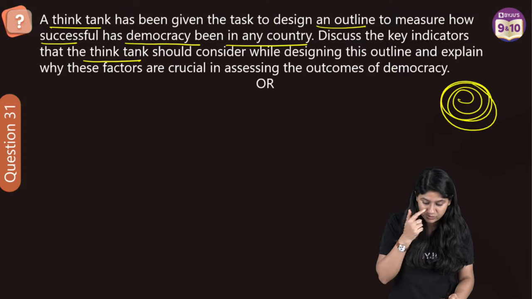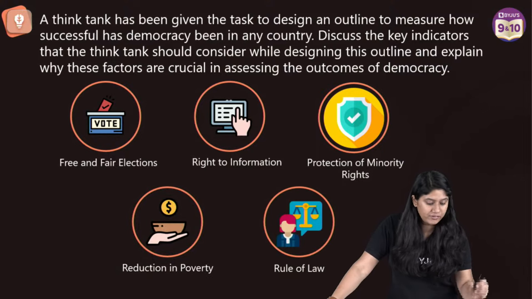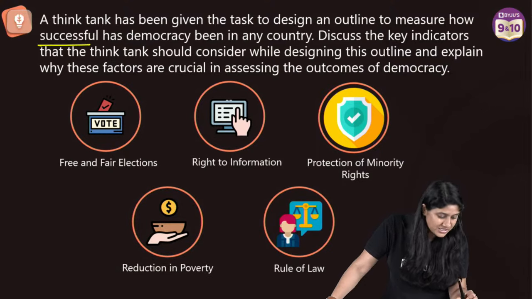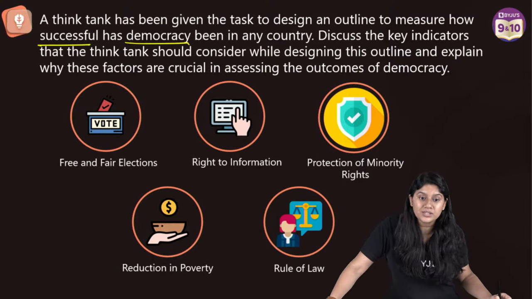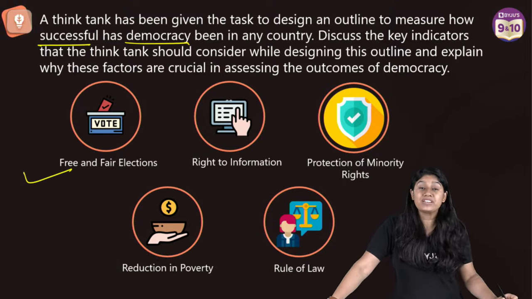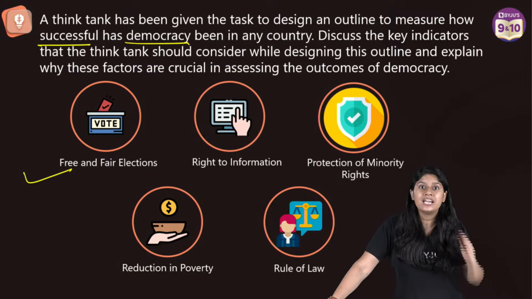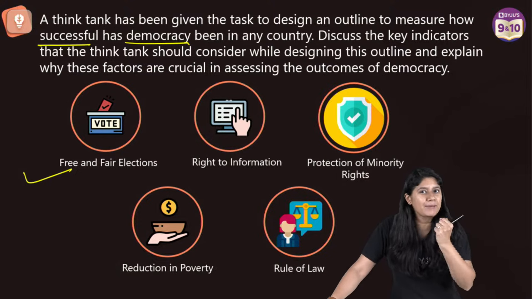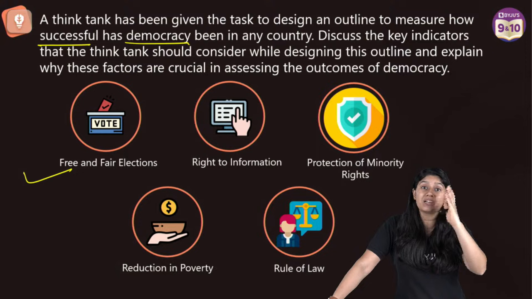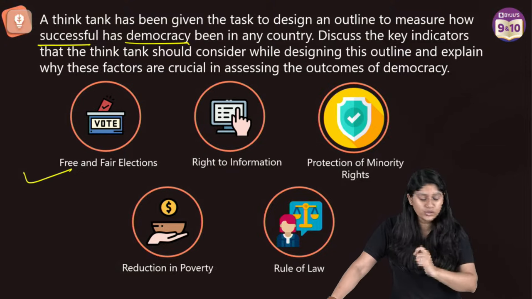So let's take a look, everyone, over here. The important thing that we have to remember is that one way to measure a successful democracy in any country is to see whether they have free and fair elections. No discrimination in the election should be there. Nobody should be bribing the people. An election should be conducted in a way that all people have the equal opportunity to vote.